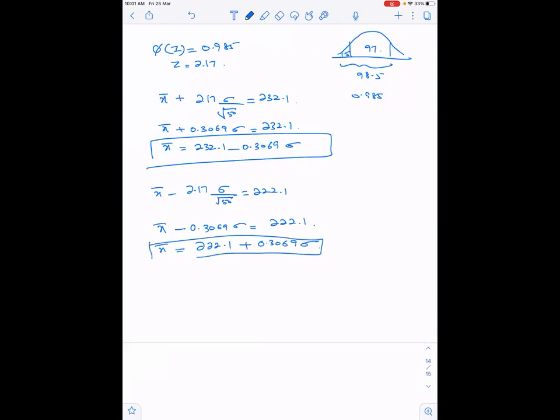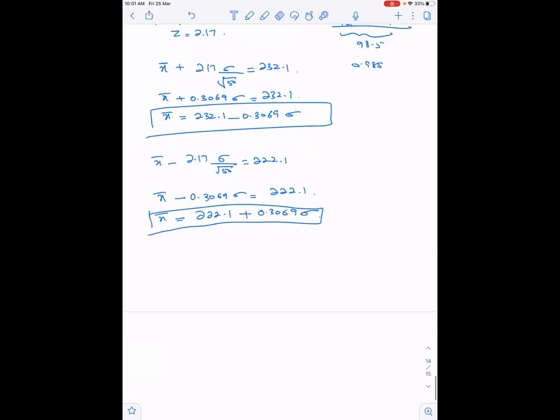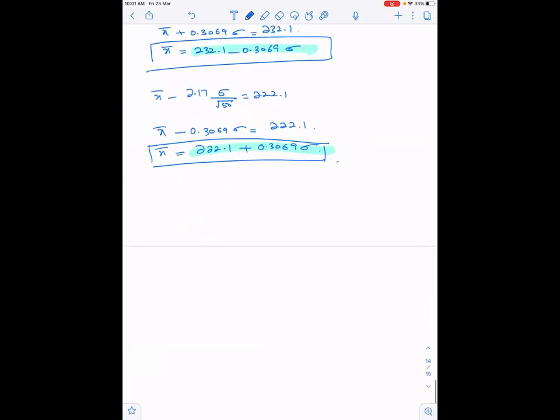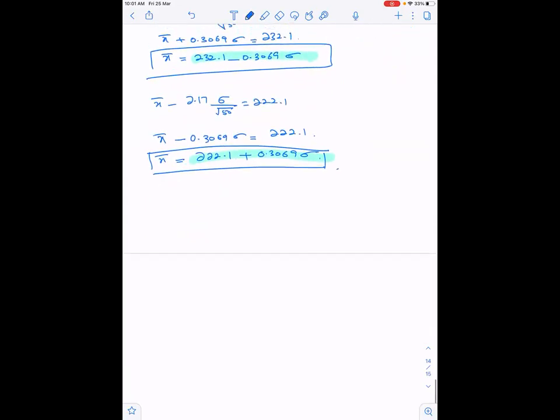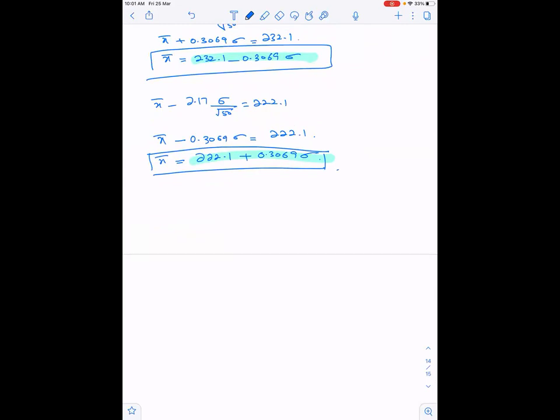This is also mean. Now you equate both of them because mean is the subject in both. Use the substitution method. That means this equals this. Are you getting my point? We're using the substitution method here. 232.1 minus 0.3069 sigma equals 222.1 plus 0.3069 sigma. I'm shifting both the ones with sigma onto this side to make it positive.